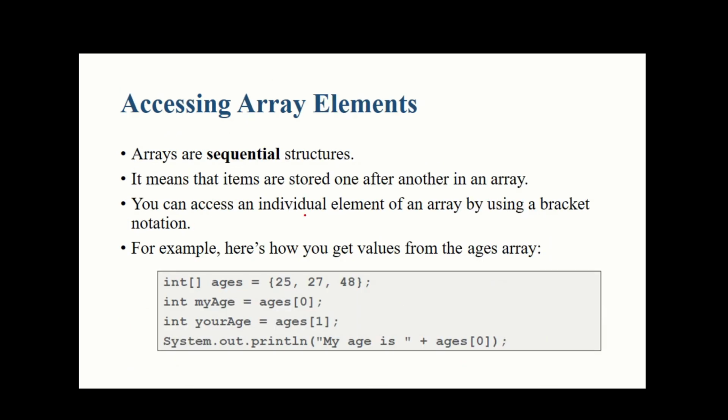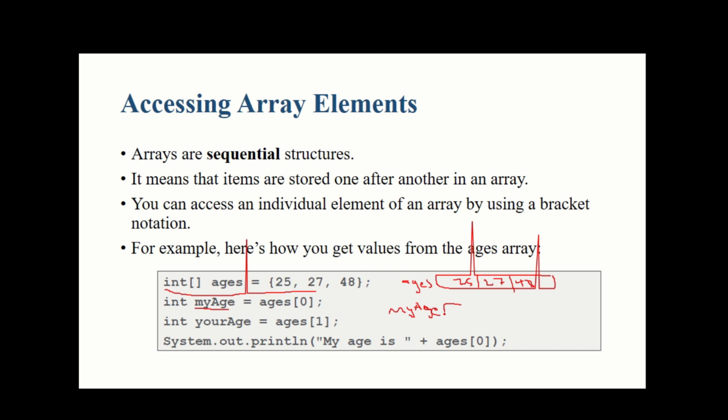Now if you want to print out an element of the array, you have to specify the index. For example, if I have another variable, say I define an age array like this. It contains 3 values. One is 25, one is 27, and the last one is 48. I have another variable called my age. I could save into my age. This is the age array, and this is my age.